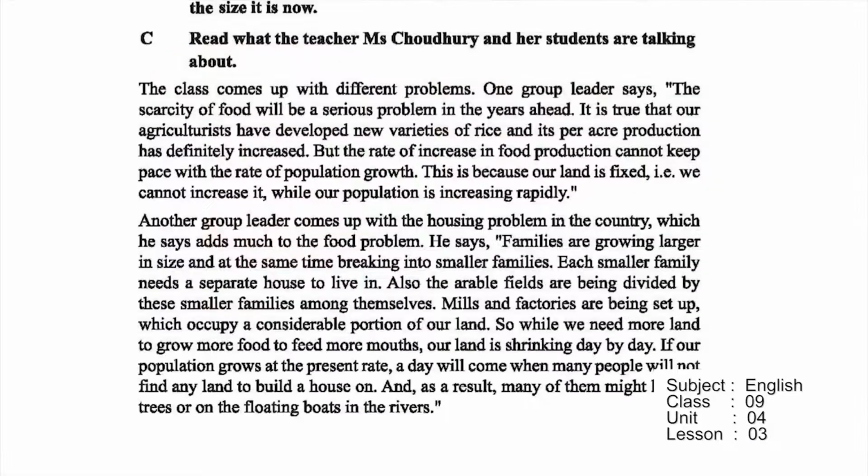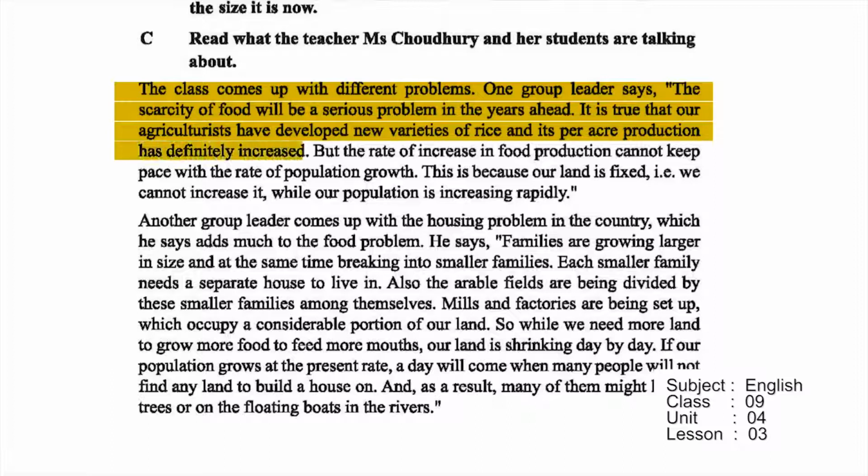Okay? Lesson 3, Our Food and Shelter. From your book, it's page number 48. Passage C. The class comes up with different problems. One group leader says the scarcity of food will be a serious problem in the years ahead. It is true that our agriculturists have developed new varieties of rice and its per acre production has definitely increased. But the rate of increase in food production cannot keep pace with the rate of population growth. This is because our land is fixed. We cannot increase it while our population is increasing rapidly.